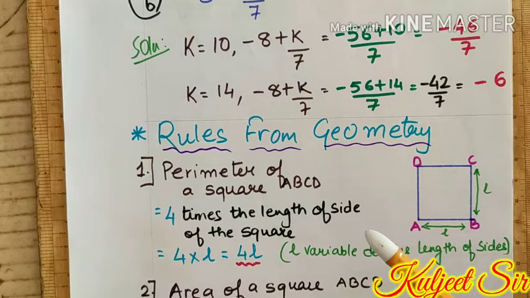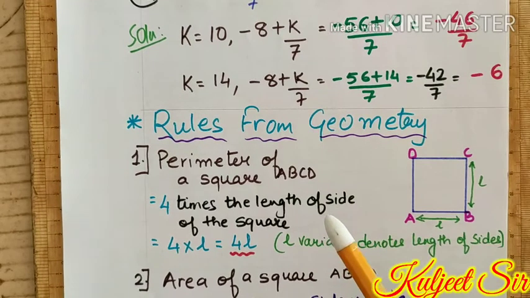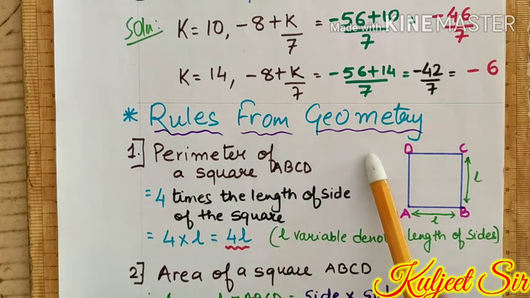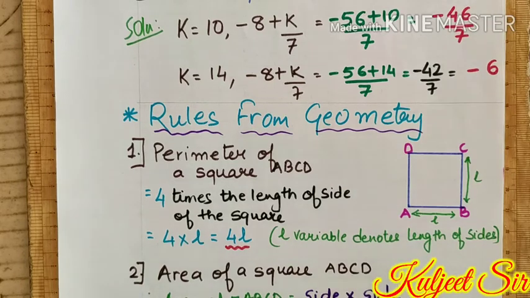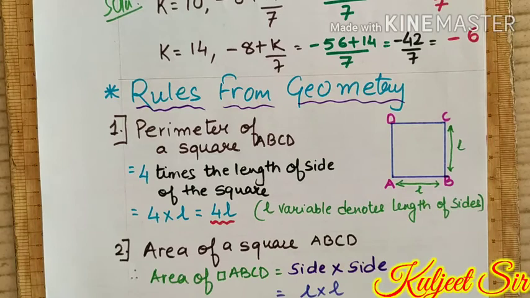Okay students, we continue further with the topic. We will be moving on to the next topic, that is the use of variables in common rules in mathematics. We will be dealing with rules from geometry. Now as you can see in the figure here, I have drawn a square for you. So let us find out the first one, the perimeter of a square ABCD.